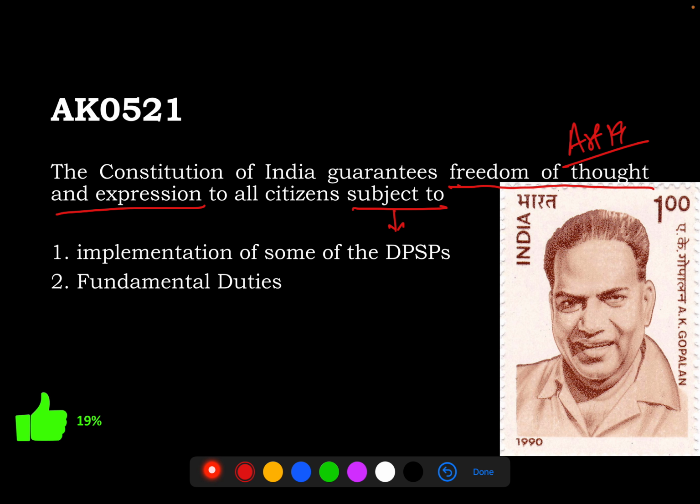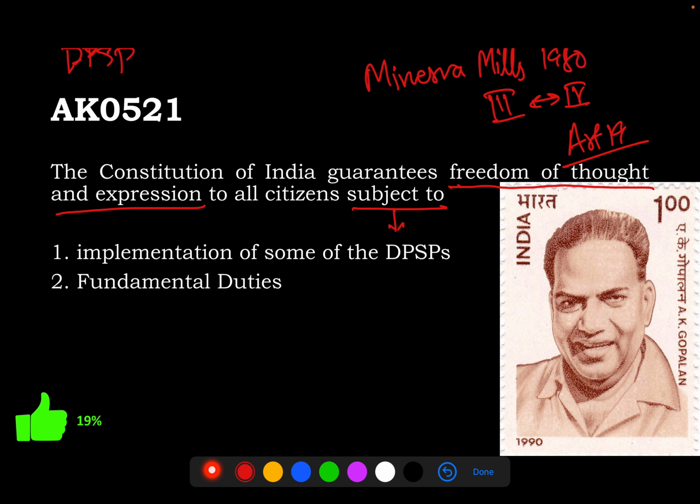Now, this is where comes the Minerva Mills case. We all know Minerva Mills versus the Union of India, 1980, where the court held that the balance between Part 3 of the Constitution and Part 4 of the Constitution is part of the basic structure of the Constitution of India. That is, even though DPSPs are not enforceable, sometimes the laws made to implement the directive principles can override some of the fundamental rights. Some DPSPs can override some fundamental rights, not all.